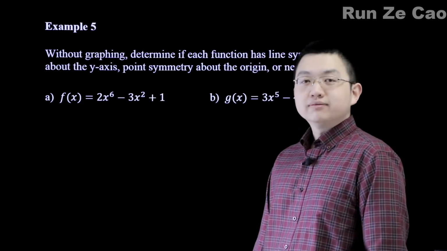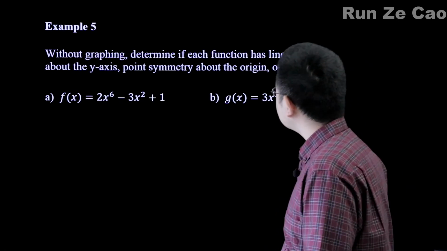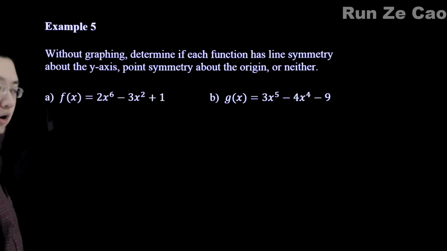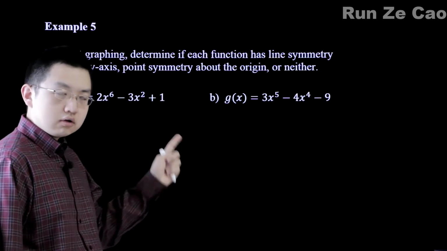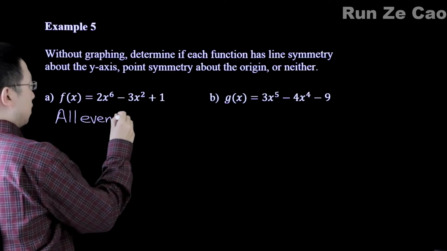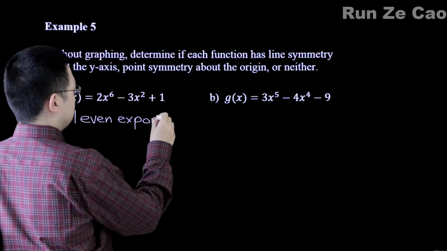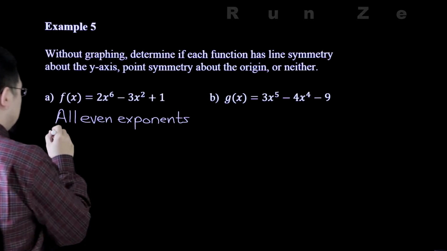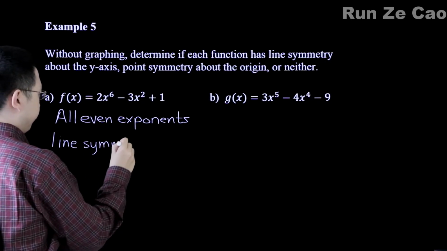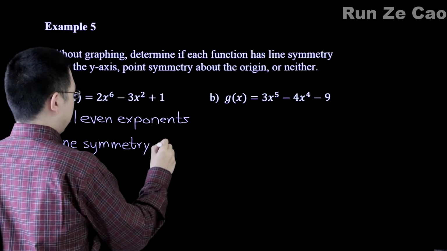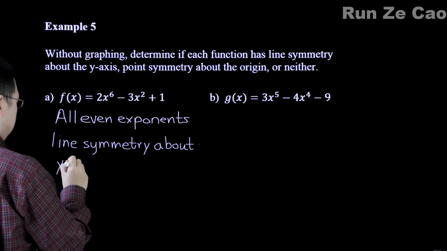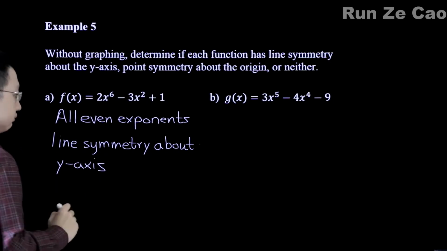Yes, okay, example 5. Without graphing, determine if each has line symmetry about the y-axis, point symmetry about the origin, or neither. Now here we have all of the exponents even. All even exponents: line symmetry about the y-axis, or x equals 0 if we prefer.